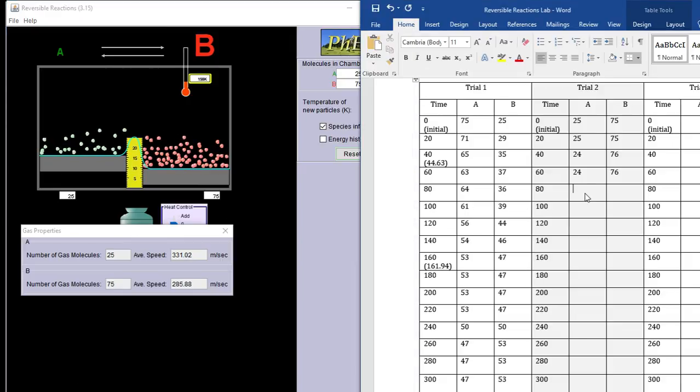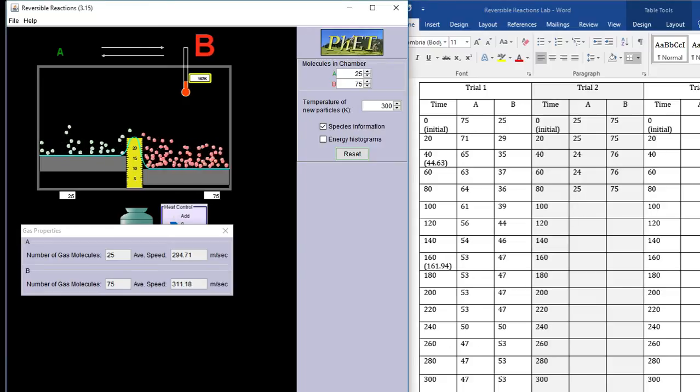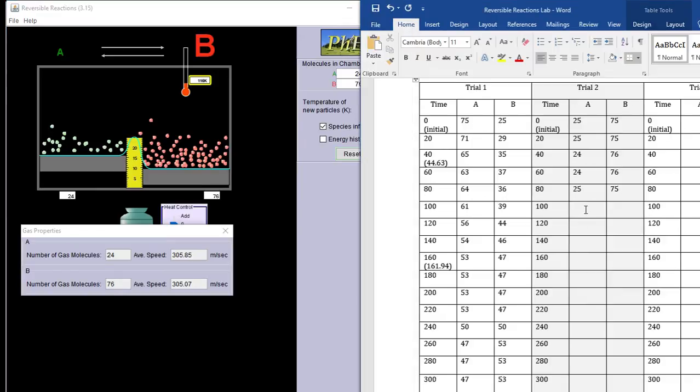All right, yep, 25 to 75. Okay, so I think we could probably pretty safely... well, let's not say this. Take a look. The temperature does fluctuate. 24, 76, and so on. All right.